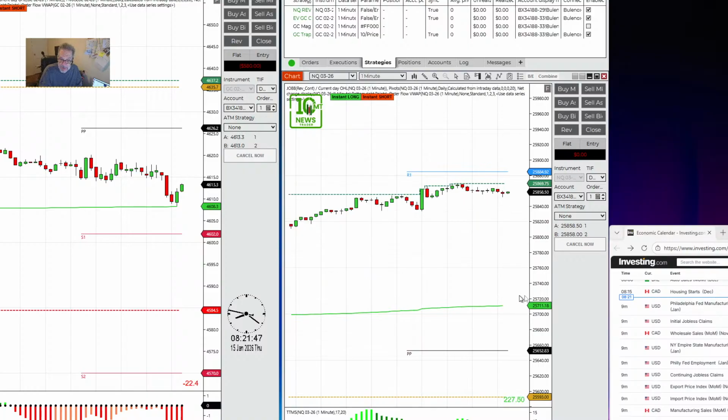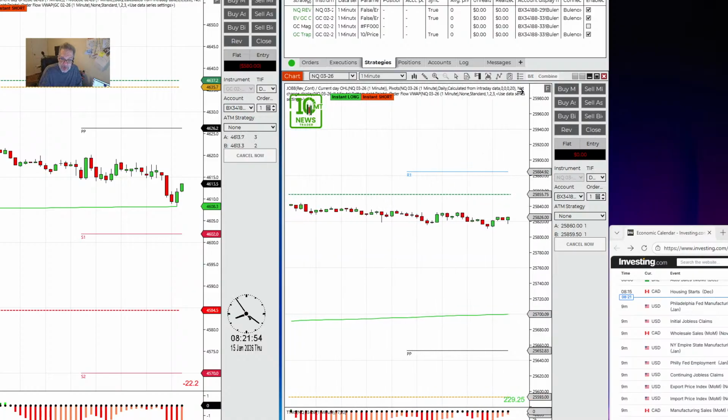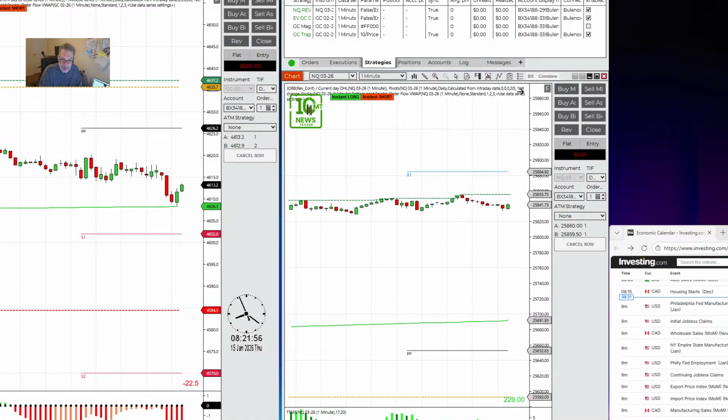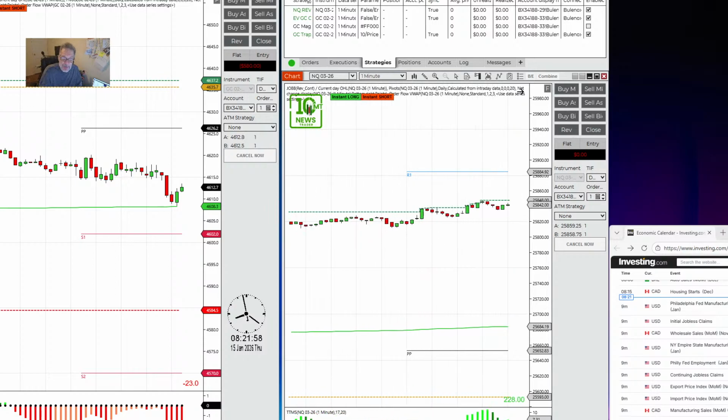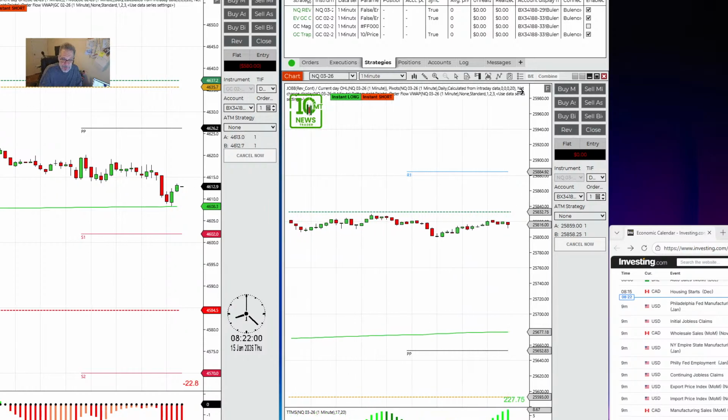So there's no market structure. There might have been market structure hours and hours ago, but no, because we've been making new highs this morning. So we don't have market structure down at the VWAP. Probably not going to get there.